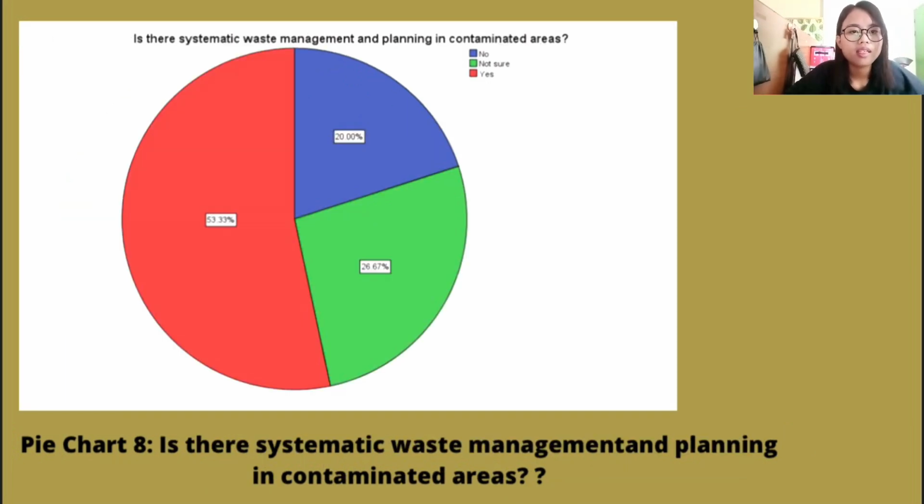Pie chart 8: is there any systematic waste management and planning in the contaminated area? 16 respondents, 53.3%, stated yes. 6 respondents, 30%, stated no systematic waste management and planning in the contaminated area. 8 respondents, 26.7%, stated unsure.